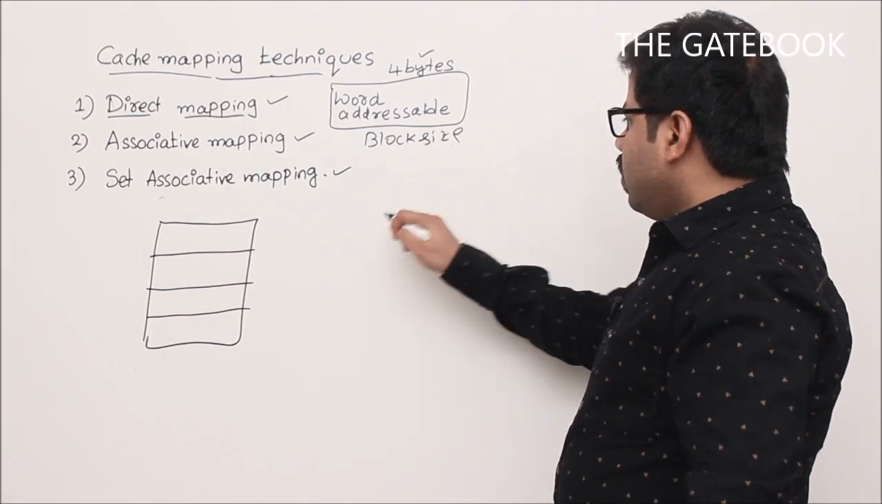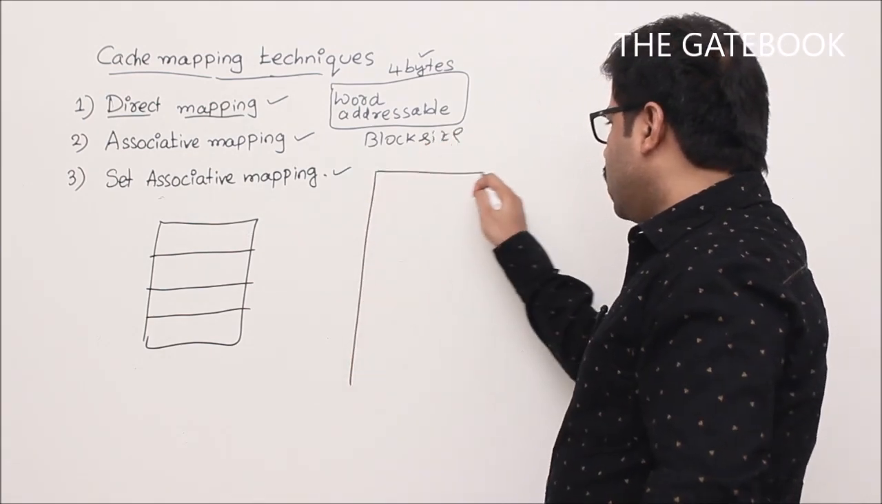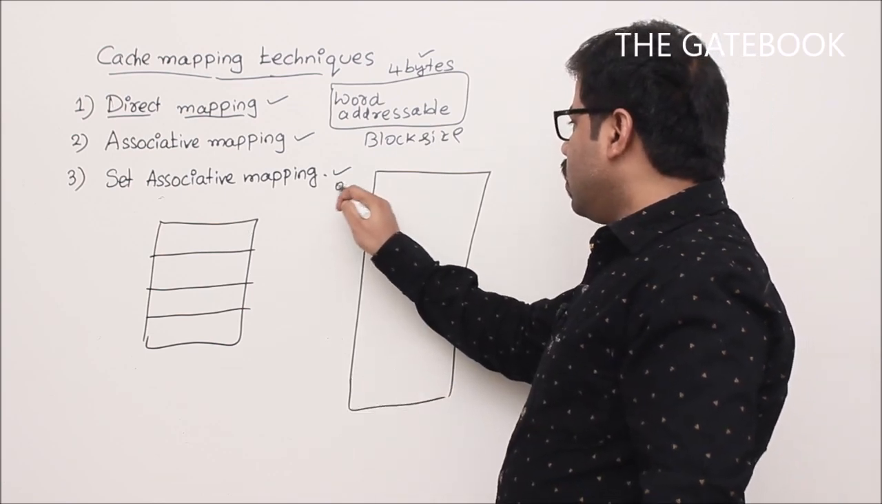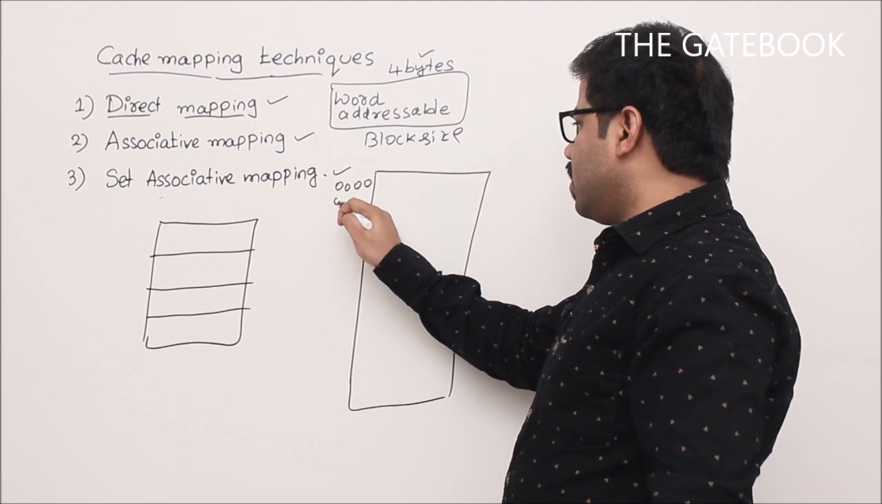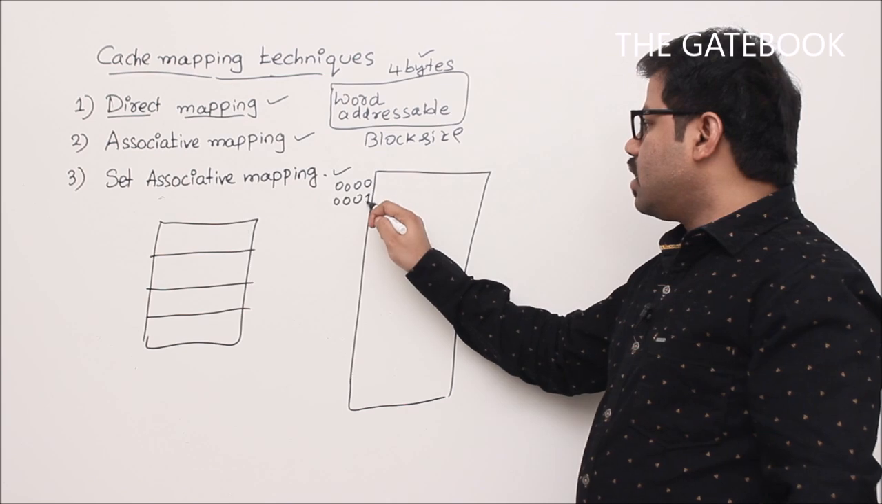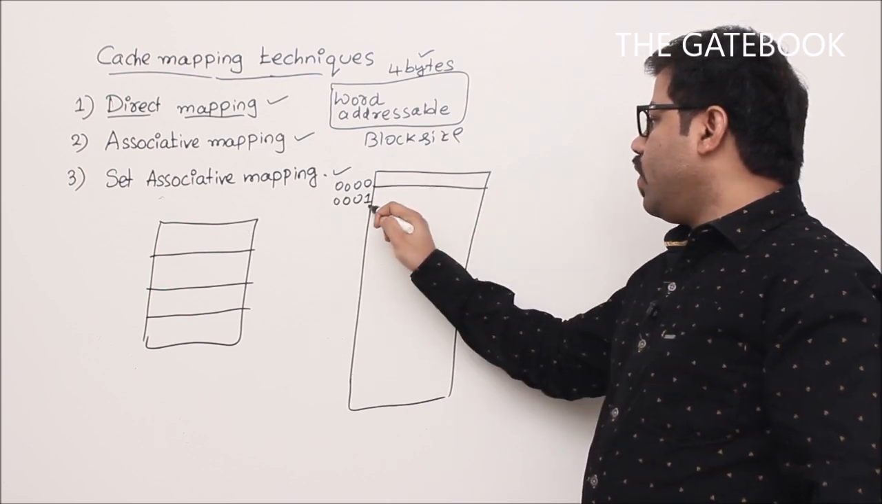Now let me imagine some main memory locations, exactly 16. Okay, let us take 16 locations. These are the memory addresses. For simplicity I am taking main memory of size 16, 16 words. Every word gets a number, right?